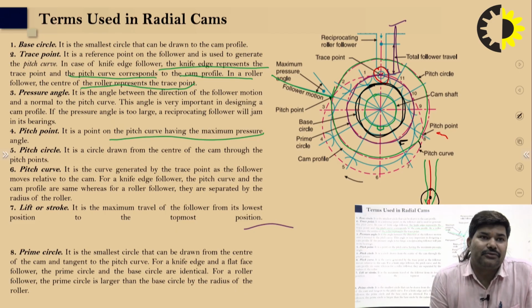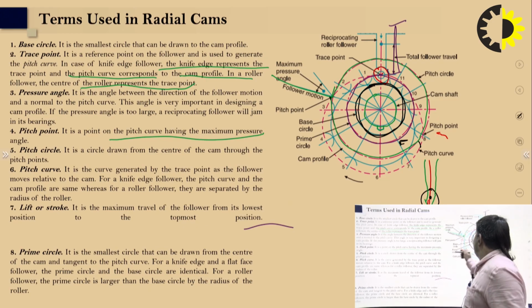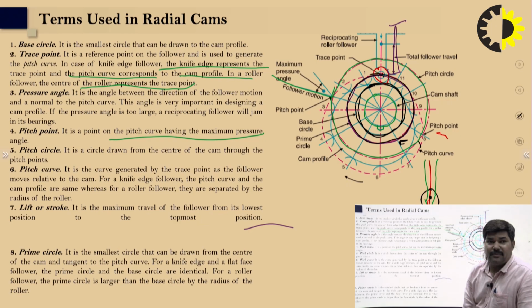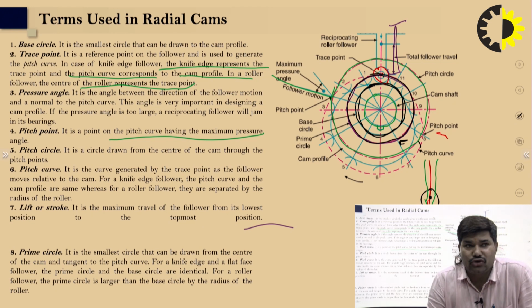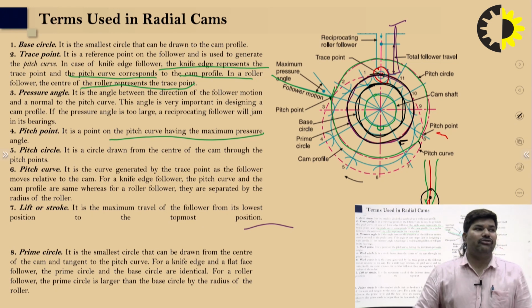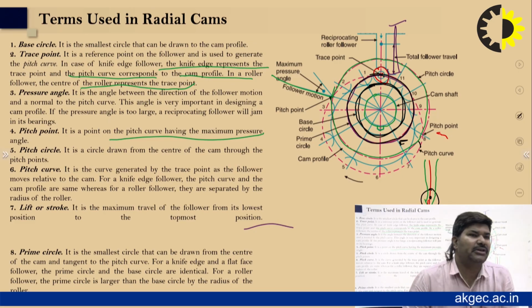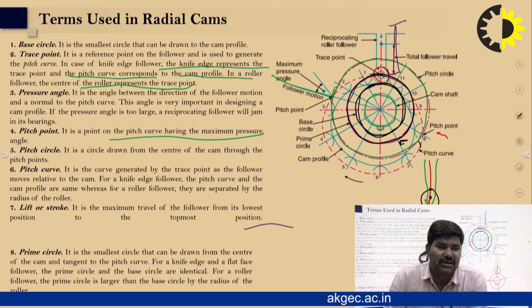And in case of the roller follower, there is a radius difference. So this purple color represents that, and this one is represented by the black color. So you can say that is the prime circle, right? So here is the maximum. These are the basic phenomena. You can draw the pitch curve, pitch point, cam start, pitch circle, then base circle, cam profile, then prime circle, and according to that you can find out.